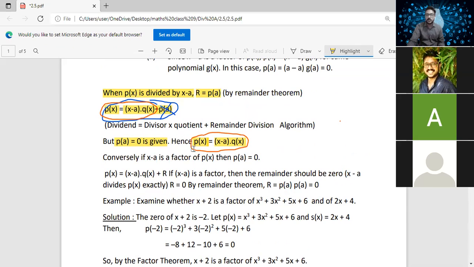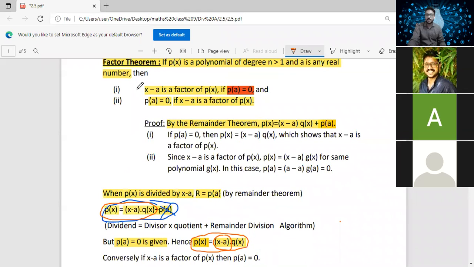Similarly, since we got p of x is equal to x minus a into q of x, it means that x minus a, the polynomial x minus a, is a factor of p of x. Thus, we have proved the first case. Is this clear to you?